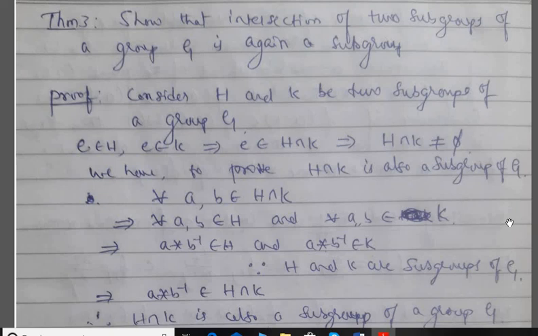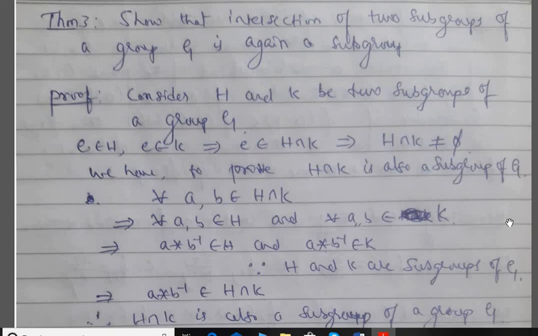But H is a subgroup and K is a subgroup. H is a subgroup means, again by theorem 2, a star b inverse belongs to H. K is a subgroup, so a star b inverse also belongs to K. So a star b inverse is the common element of both H and K. Hence a star b inverse is also an element of H intersection K. Therefore H intersection K is also a subgroup of a group G. This is how we can prove it.